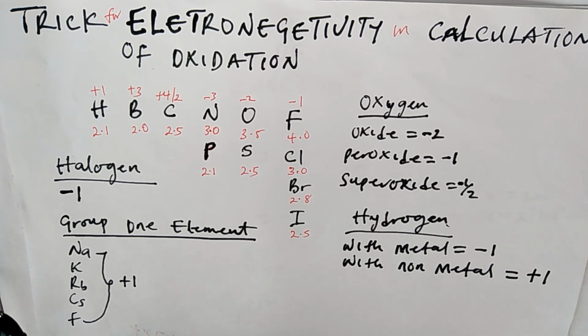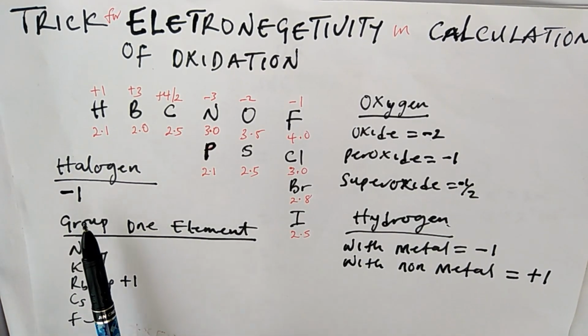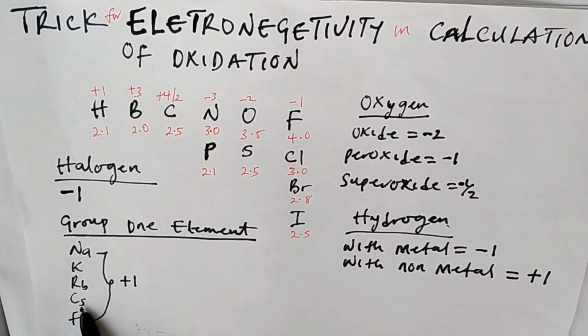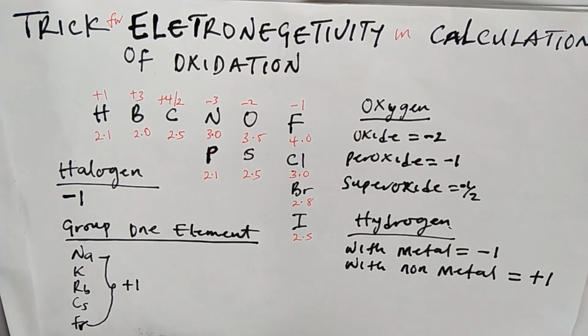Now, the group 1 elements which are directly under hydrogen, that is, we have sodium, potassium, rubidium, cesium, and francium. This is supposed to be R. Francium. They all carry a +1 oxidation number.